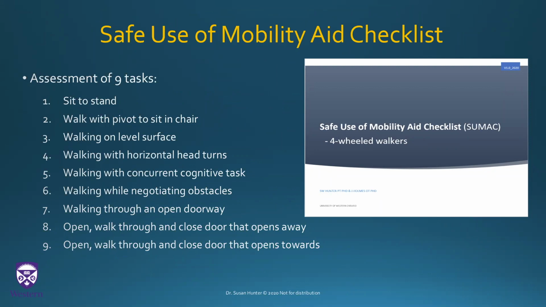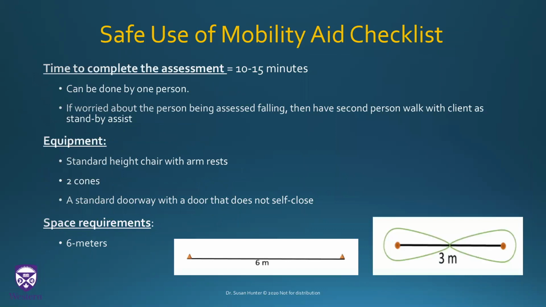Ask the person to open, walk through, and close a door that opens away, and then to open, walk through, and close a door that opens towards them. You will have a copy of the checklist. This is what the assessment scale looks like. This is the front page of it, and it includes all the test items.